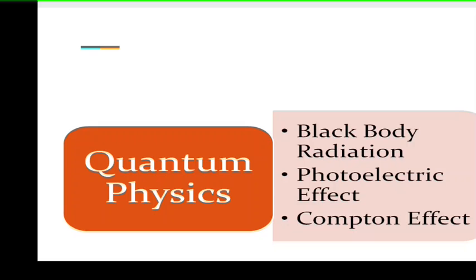To explain these phenomena, radiant energy is considered as a stream of small packets of energy. These packets of energy are known as light quanta or photons. So we can say that light has dual nature. It shows particle nature as well as wave nature.